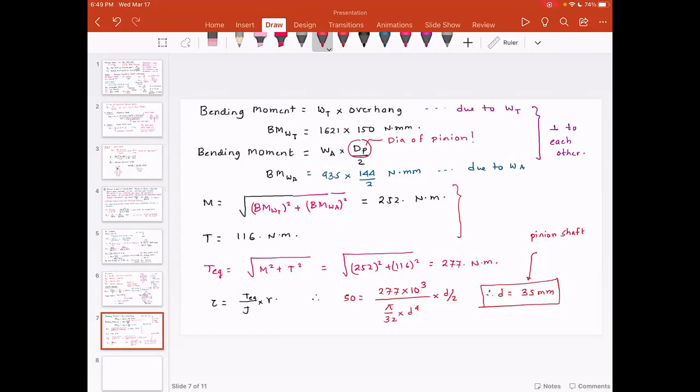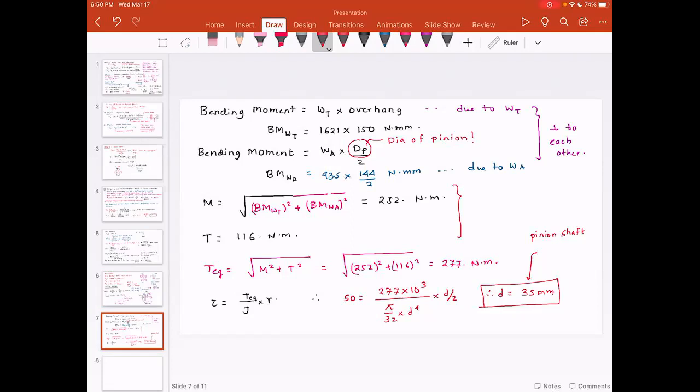But when we design the gear, we have to use the diameter of the gear. And what that means is the bending moment because of the axial load will go up. And when that goes up, you will have to follow the same procedure. Your equivalent torque TEQ will go up, which means the diameter of the gear shaft will be greater than the diameter of the pinion shaft.